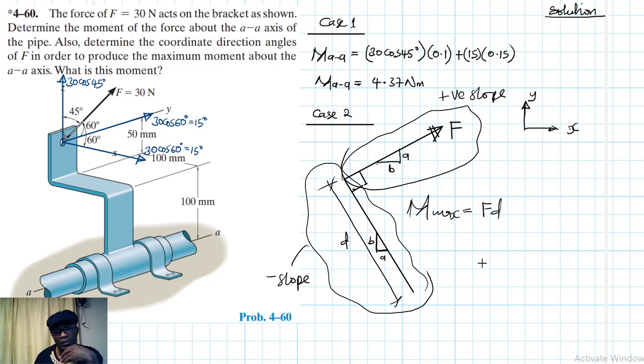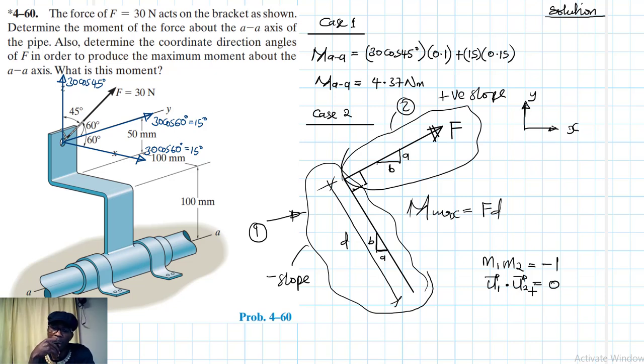And then we know that if we code this as our line 1, then we code this as our line 2, then the product of the two gradients gives us negative 1. And if we use the dot product, unit vector 1 dot unit vector 2, using dot product, this gives us 0 when two vectors are perpendicular to each other. So we have a lot of methods really on how to tackle this particular problem.